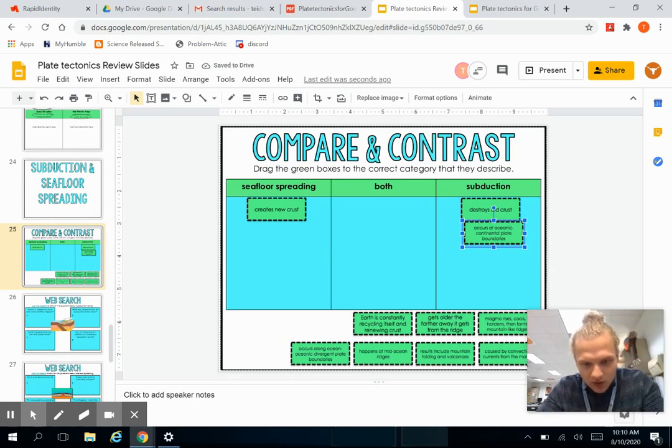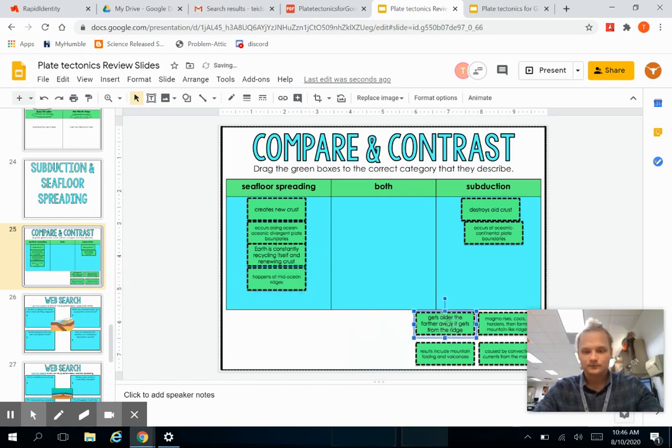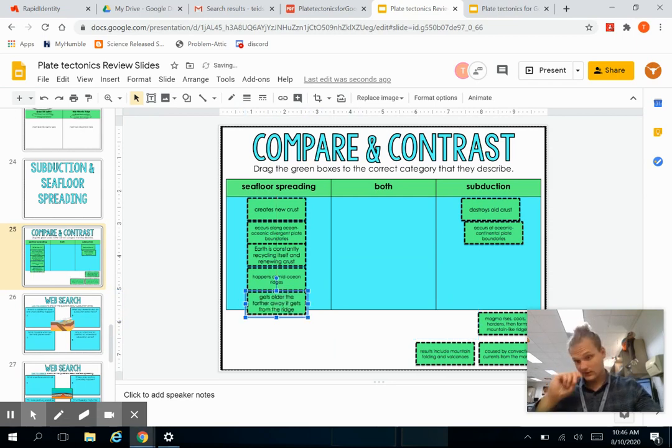Occurs along ocean, divergent plate. Perfect. Constantly recycling itself and renewing crust. Okay, that's going to be seafloor spreading because that is where new crust is created. Okay, happens at mid-ocean ridges. Okay, again, that's going to be seafloor spreading. Okay, gets older the farther away it gets from the ridge. Okay, again, that is going to be seafloor spreading because the ridge is going to be the middle of it.